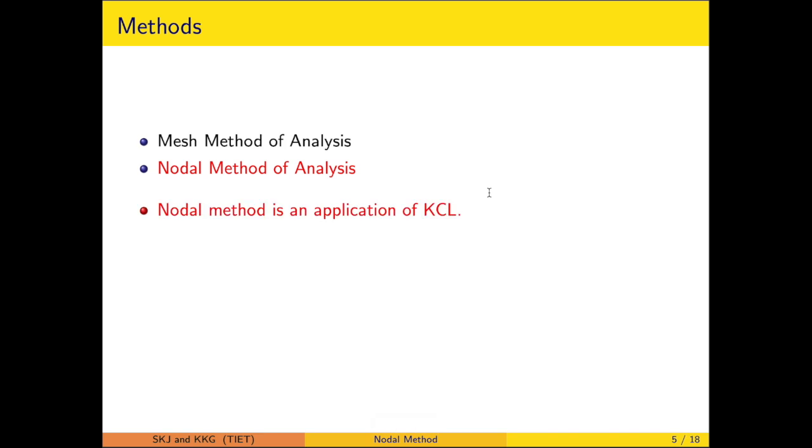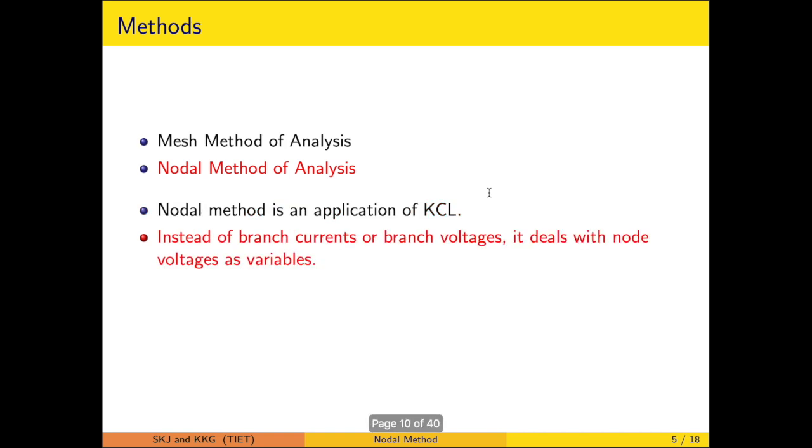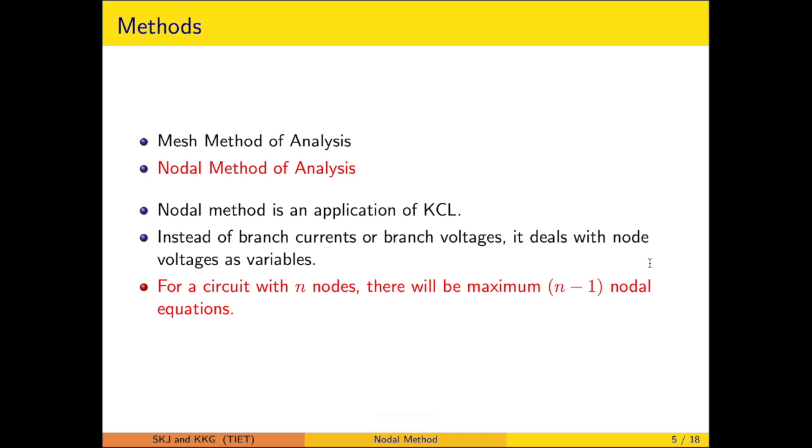Now this nodal method of analysis is an application of Kirchhoff's current law. The point here is how we are able to reduce the number of variables. Instead of branch current or branch voltage, it deals with the node voltages as variables. So this is a significant departure from the KCL, KVL approach. When a circuit has n nodes, we will require a maximum of n minus 1 nodal equations. This word maximum is important, and it will be clear when we discuss the various examples.